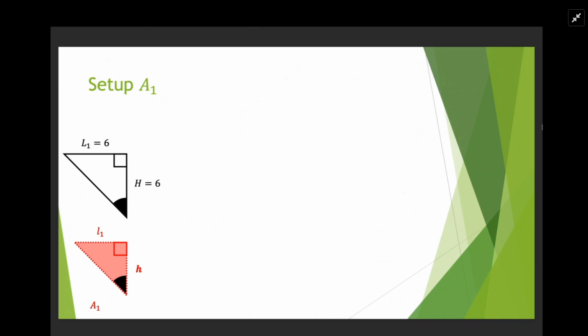Now, it looks like we're stuck, but let's use our knowledge of trigonometry. These two right triangles share the same angle there at the bottom. Let's call it theta. And if it's the same angle, then it must have the same tangent, which is the opposite side over the adjacent, length over height. So we know the water length over the water height is equal to the pool length over the pool height, which is 6 feet over 6 feet, and simplifies to 1. So L1 is equal to H.